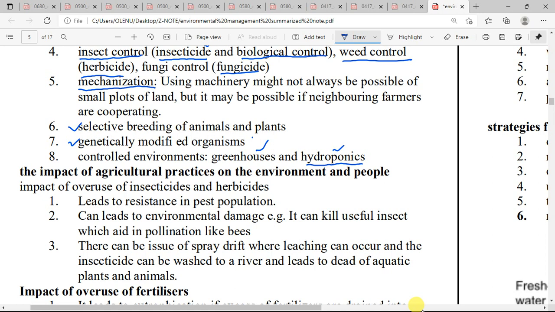Now, however, there are impacts of these agricultural practices on the environment and people. First, your syllabus expects you to know the impact of overuse of insecticides and herbicides. Insecticide is used to control insects, while herbicide is used to kill weeds that also affect plant growth. Number one, use of insecticide and herbicide leads to resistance in pest populations, and it can lead to environmental damage, such as killing useful insects which aid in pollination, like bees. Now, there can be the issue of spray drift. When you spray insecticides or herbicide on a piece of land and there is rainfall, the rainfall can wash it to another environment. So leaching can occur and the insecticide can be washed to a river and lead to death of aquatic plants and animals.